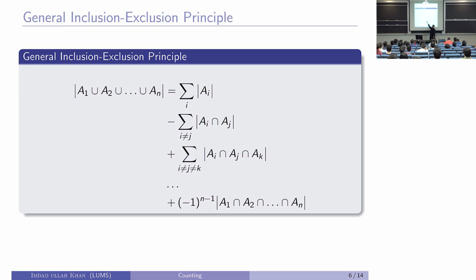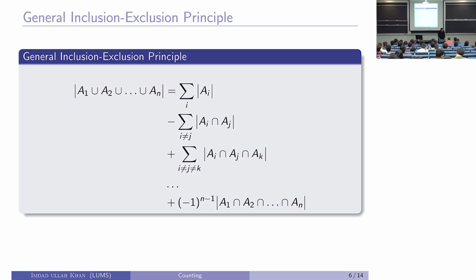-1 to the n minus 1. If it's an odd number, you add them. If it's an even number, you subtract them, right? The formula, you can prove it in your problem sets. It's a simple proof by induction. You can prove it very easily. Or work it out the way I just told you for 3 sets, and then you can build up on that for 4 sets and eventually n sets. Okay.